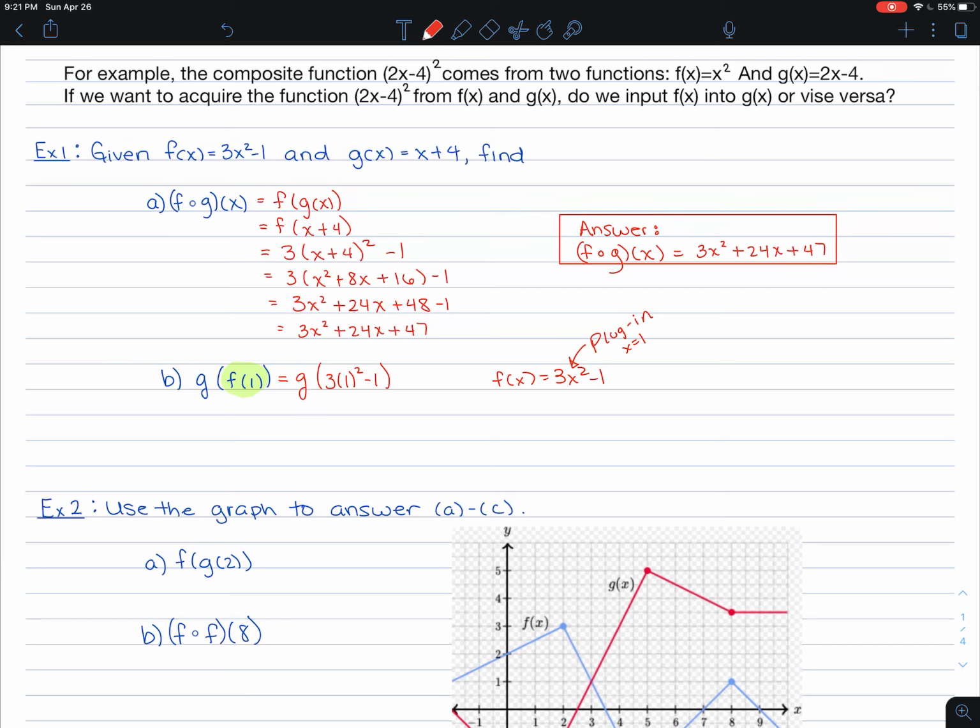So we have 3 times 1 squared minus 1. Go ahead and simplify that. And you should get f of 2. All right. So 1 squared is 1. And then 3 times 1 is 3.